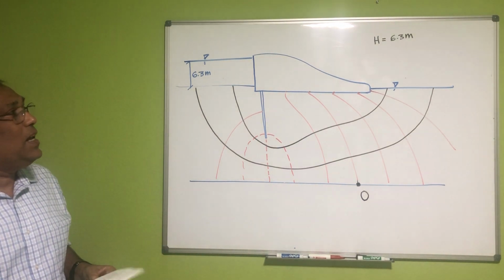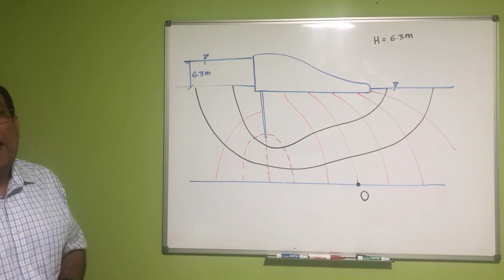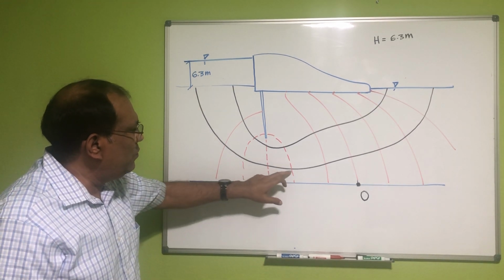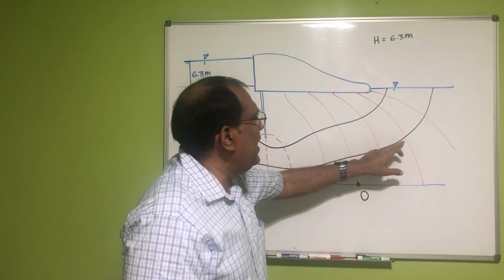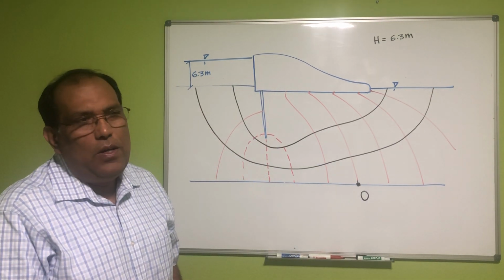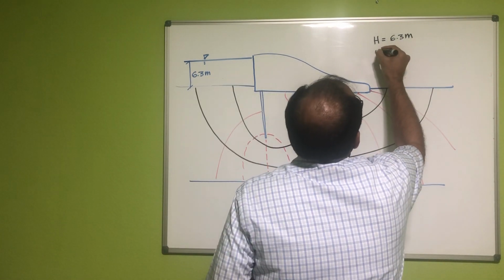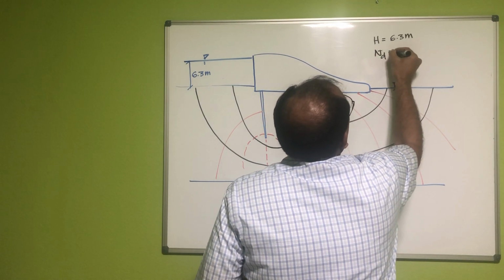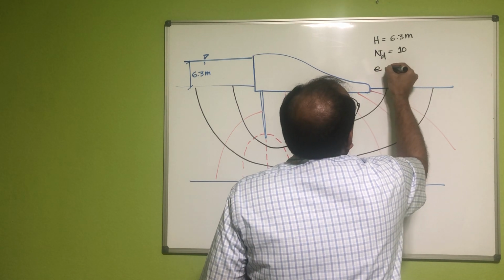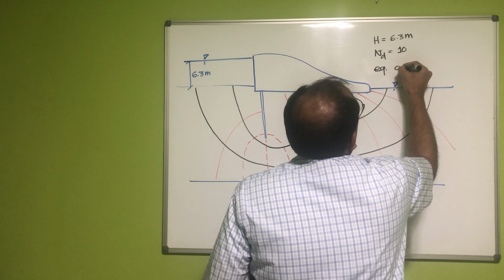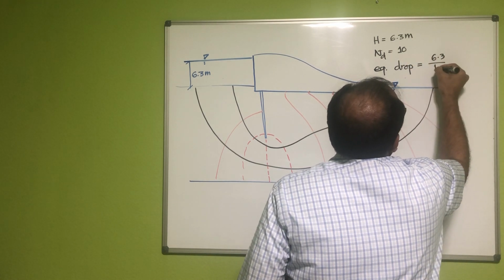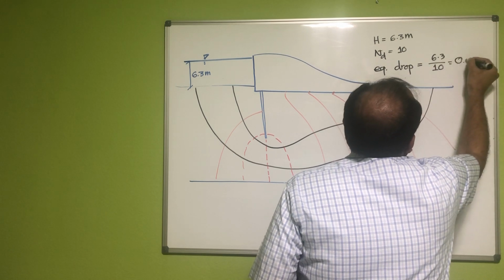And then we have to see how many equipotential drops we have here. If I follow this one, this is 1, 2, 3, 4, 5, 6, 7, 8, 9, and 10. So a total of 10 equipotential drops. So each equipotential drop would be 6.3 divided by 10, which is equal to 0.63 meter.